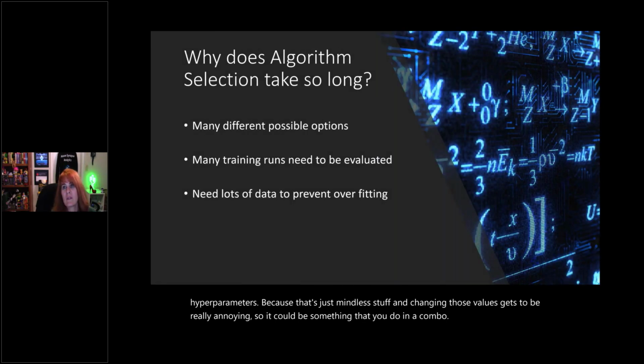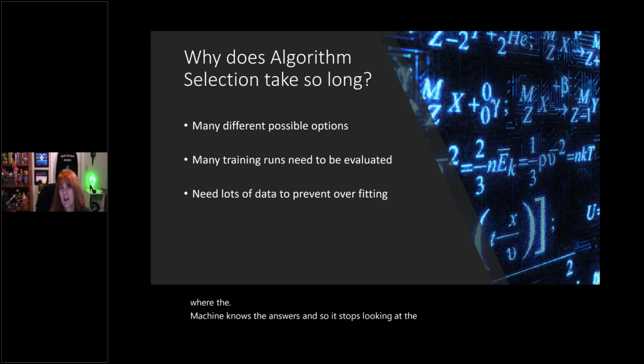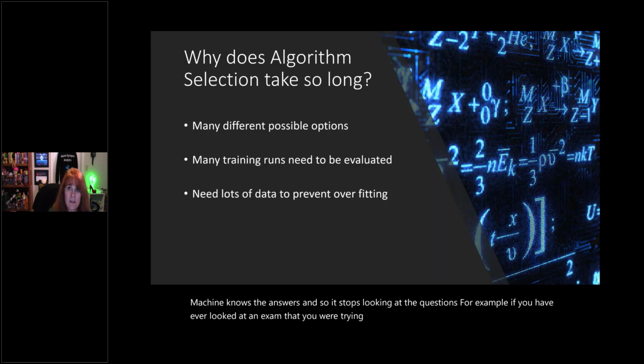So the reason that algorithm selection takes so long is there's so many possible options. And of course, you need to have a lot of data to prevent overfitting. Now, overfitting is the case where the machine knows the answers, and so it stops looking at the questions. For example, if you have ever looked at an exam that you were trying to cram for, after a while, you just know that the answer to 12 is B, and you stop reading the questions. Well, machine learning works the same way, so you need a lot of data to prevent overfitting.